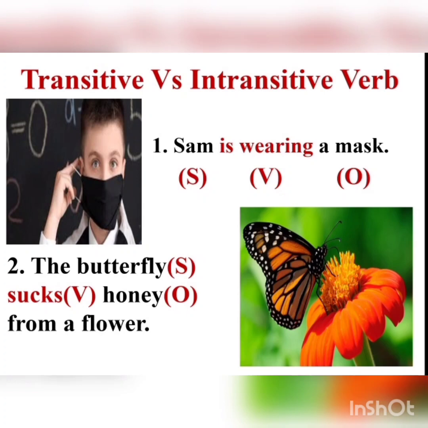The butterfly sucks honey from a flower. Here the butterfly is a subject, sucks is a verb, honey is an object. What does the butterfly suck? Honey. It answers the question what and hence it is an object. From a flower is a group of words which make some sense and they are called a phrase.